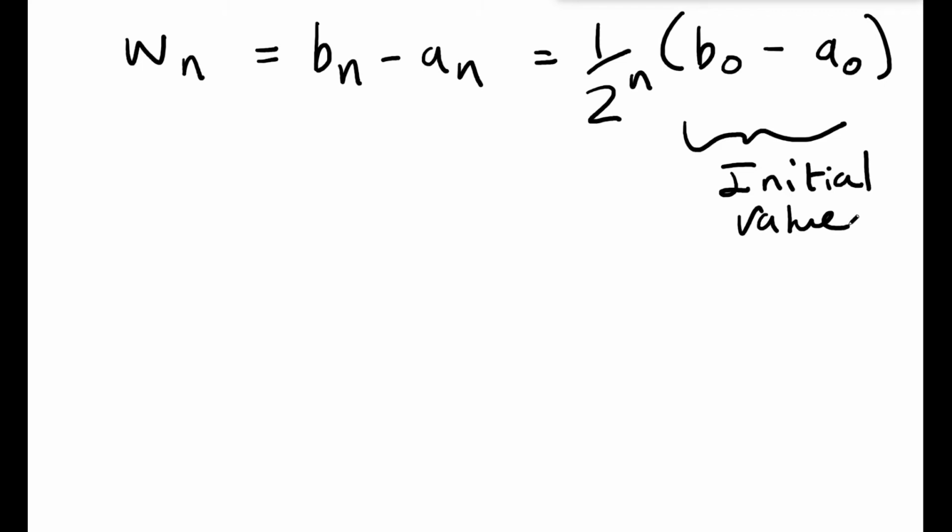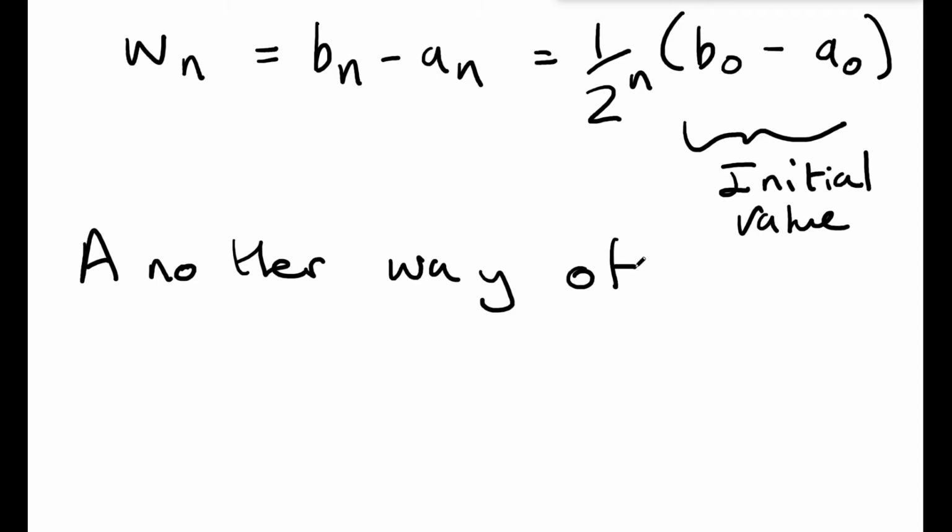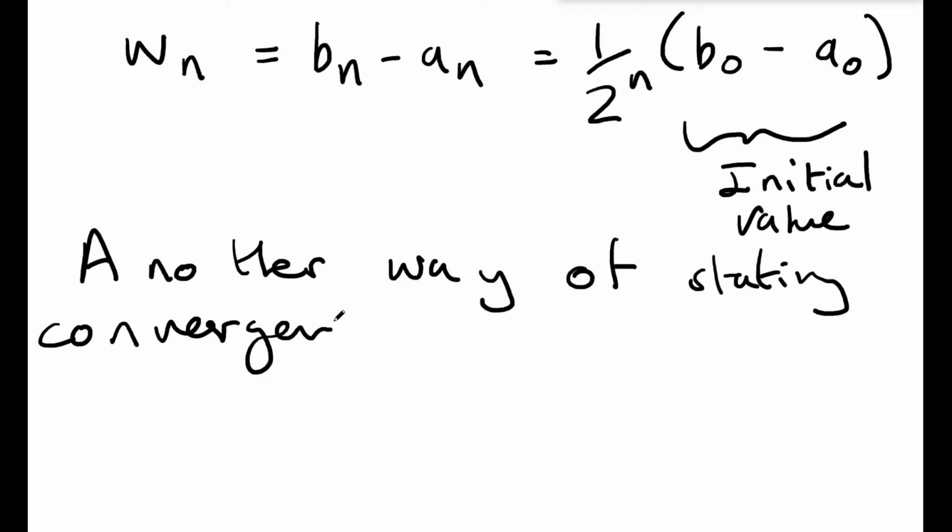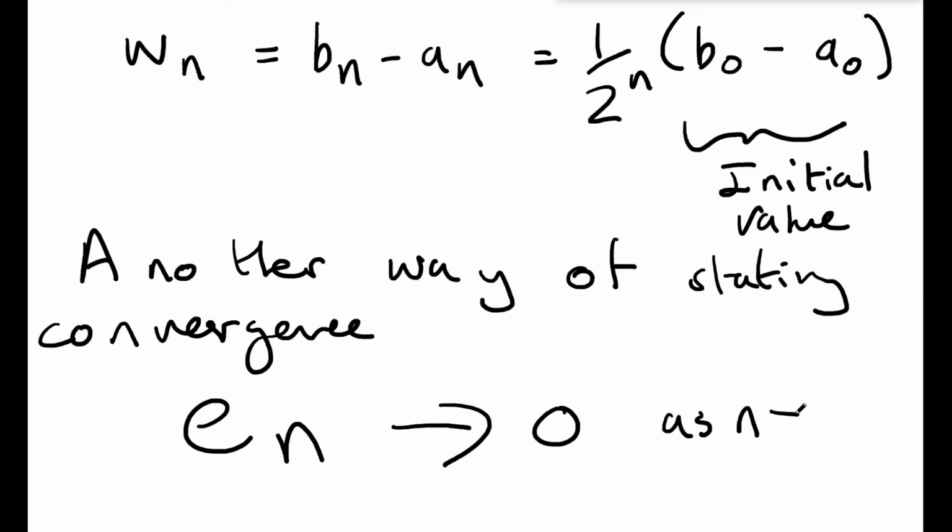Basically, another way of stating convergence is that your error tends to 0 as n tends to infinity. Okay, so that's another way of saying that. Error is a difference between the numerical and true solution, so another way of saying that they converge is that the error, which is a difference, just goes to 0.